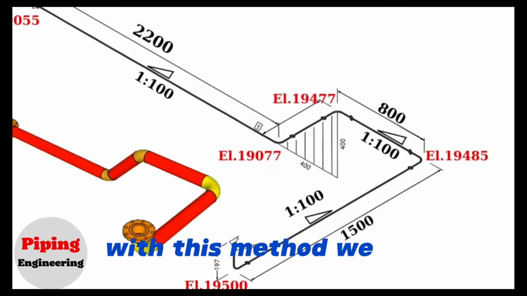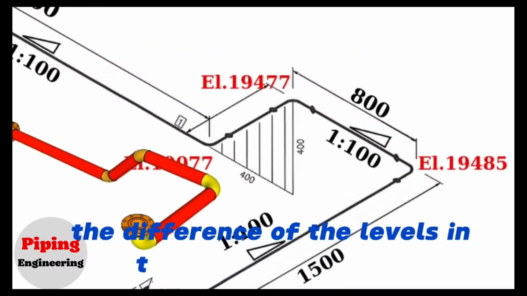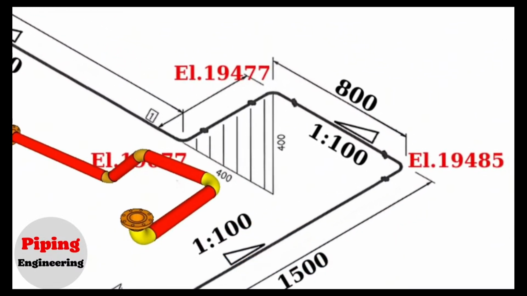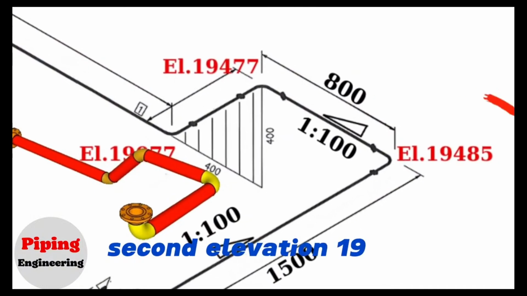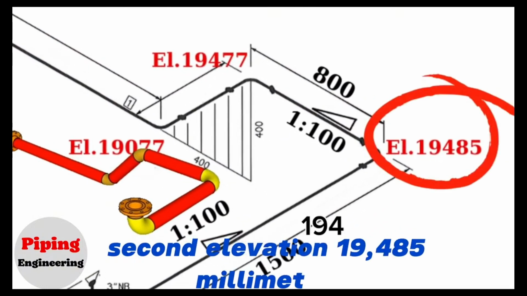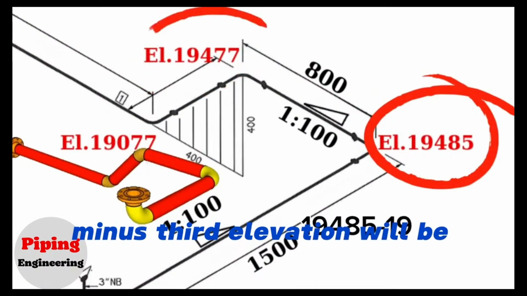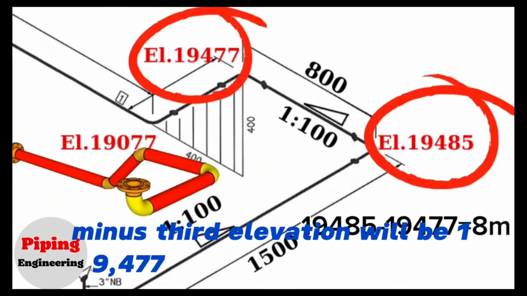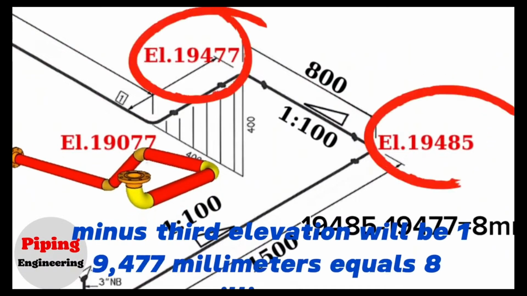With this method we can calculate the difference of the levels in the second and third rotations. Second elevation 19,485 mm minus third elevation 19,477 mm equals 8 mm.